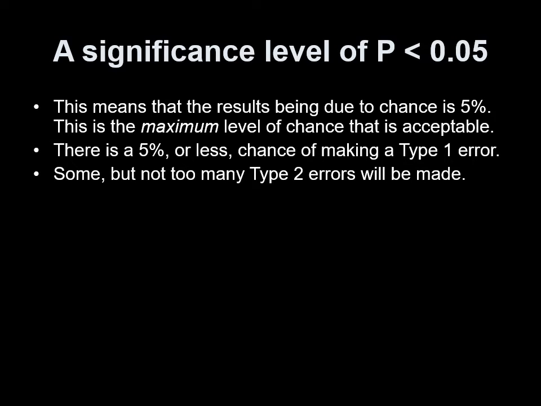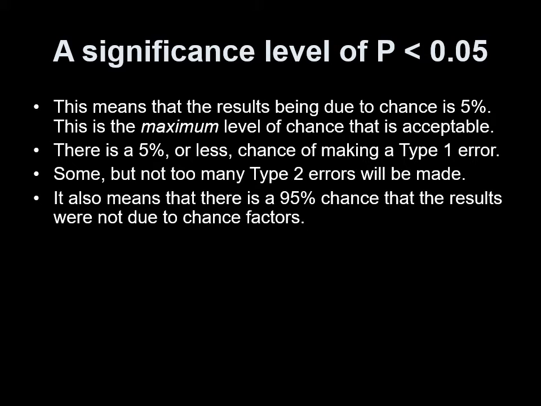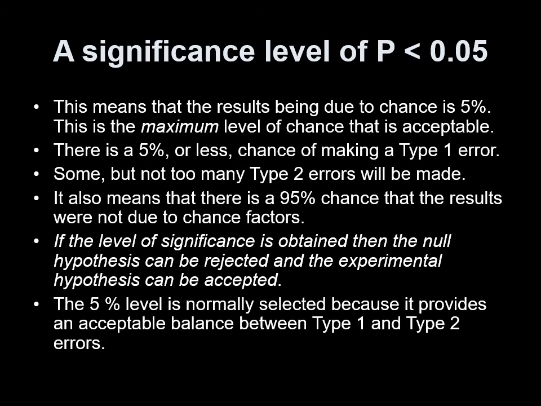Some type 2 errors will be made, but that is seen as an acceptable level. All right. It also means there's a 95% chance the results were not due to chance factors. If you think about it, that's fairly good. So if the level of significance is obtained, then the null hypothesis is rejected and the experimental hypothesis can be accepted if our results are seen to be significant, with our critical values tables and observed values tables. So the 5% level is normally selected because it's a good balance between type 1 and type 2 errors, as I've mentioned already. All right.